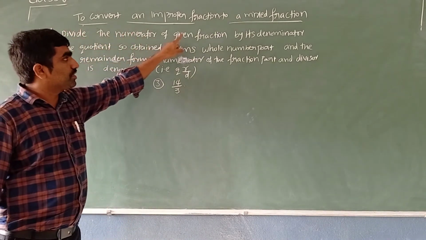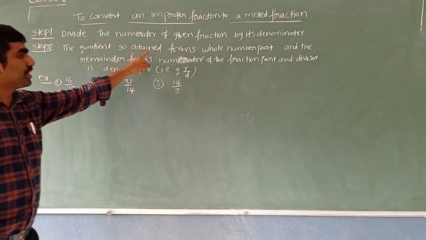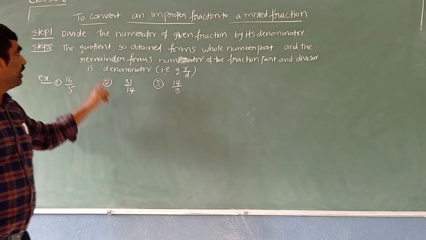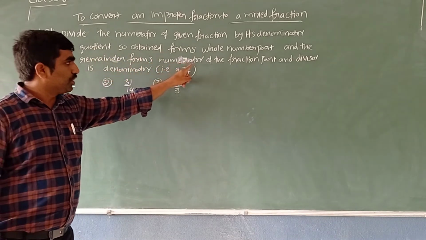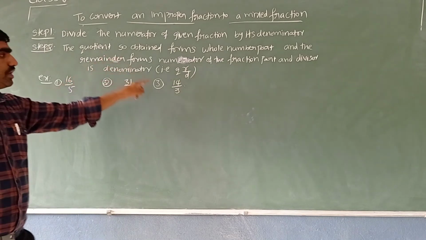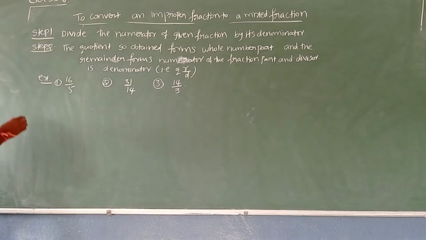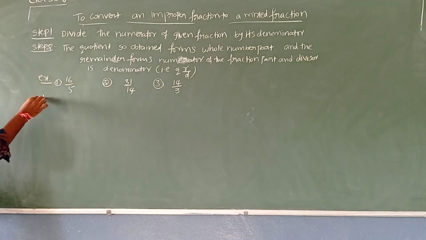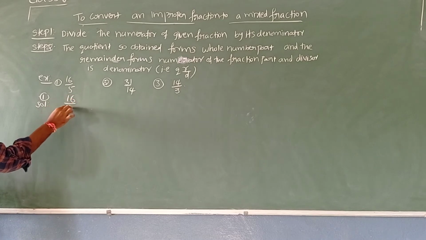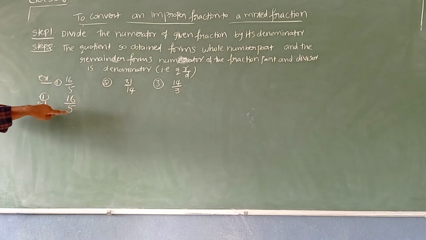Divide the numerator of the given fraction by its denominator. The quotient so obtained forms the whole number part, the remainder forms the numerator of the fraction part, and the divisor is the denominator, that is, Q R by D. Let's see with an example. Let me take the first solution: 16 by 5 is an improper fraction. The numerator 16 is greater than the denominator 5.